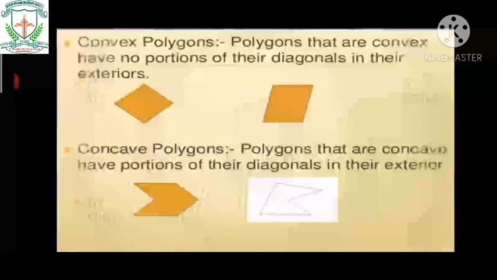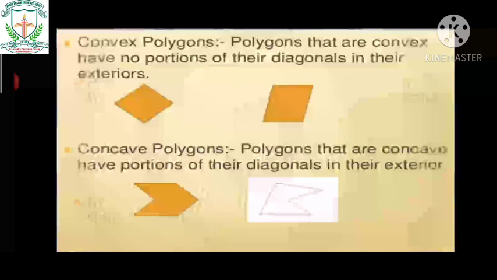Second one is concave polygons. In concave you can see the word cave, a cave-like shape. In a concave polygon, at least one interior angle is greater than 180 degrees, or we can say there is a cave-like shape in the polygon. We can see cave-like shapes.